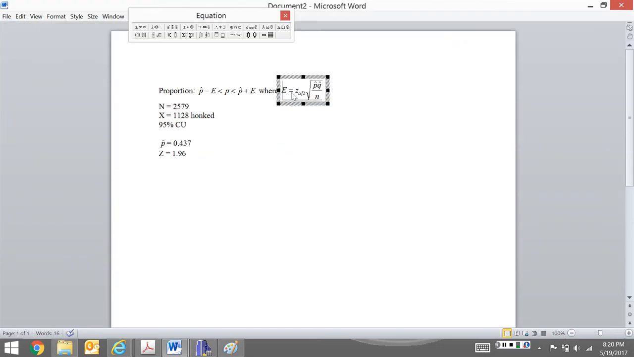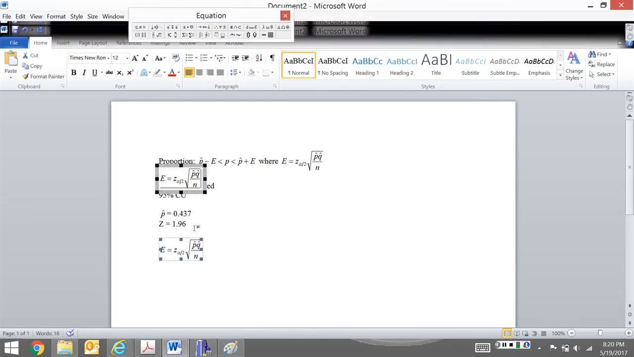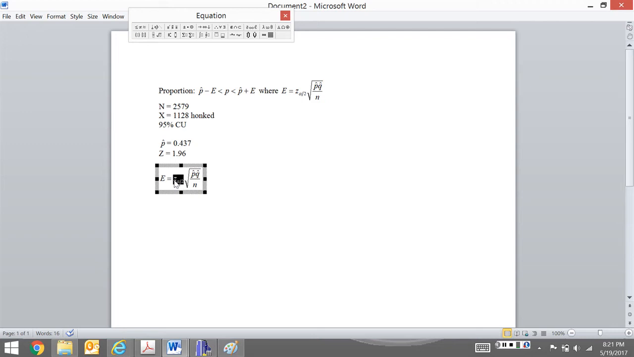So let's build this now. I just found out what my Z is. And this is the biggest thing I see: everyone gets all this right, but they don't have the Z-score right. So make sure you can find that Z-score. This is 0.437, this is 1 minus 0.437, it's everything else, and down here N is 2579. Now I need to know what this is.